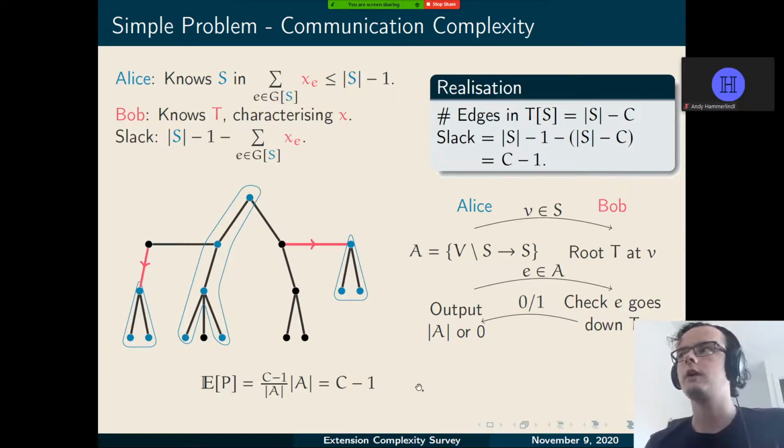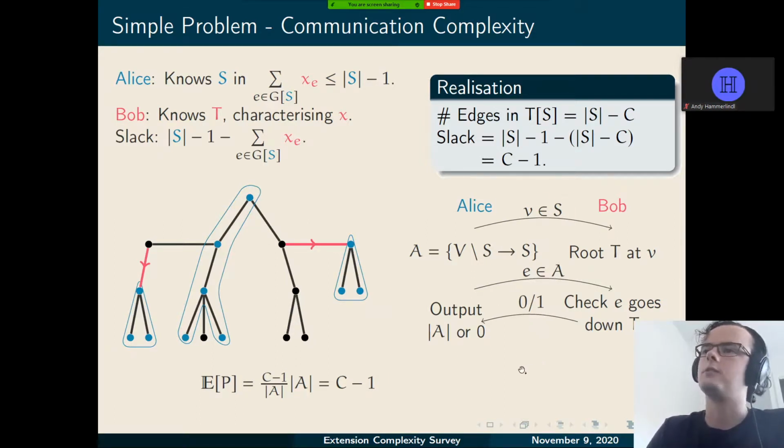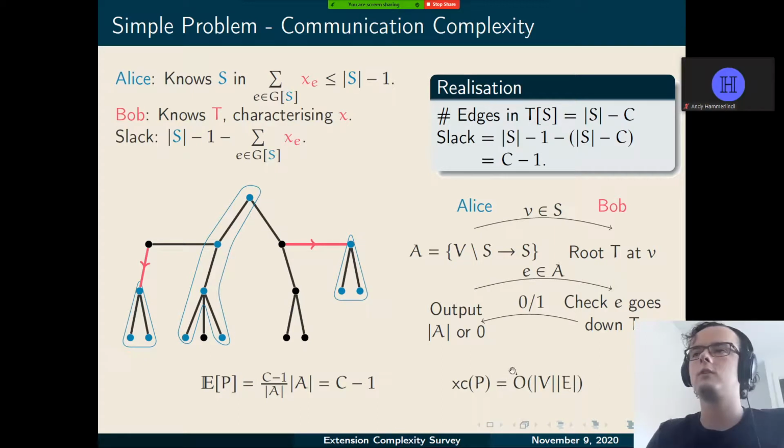So this is a valid way to play the game with a very small amount of bits that computes the slack. And in terms of how many bits we sent over, we had to encode a vertex, an edge, and then a single bit. So you can show that the extension complexity of our polytope is bounded above simply by the size of the vertex set multiplied by the size of the edge set, which is obviously a lot better than the exponential bound that we started with.